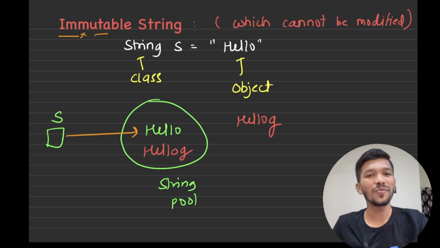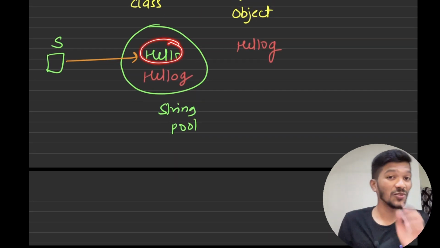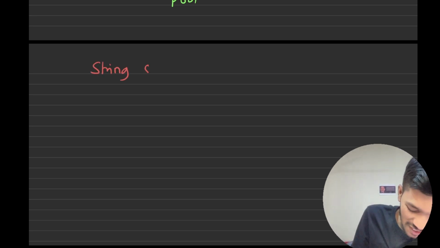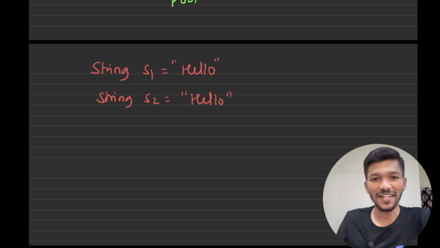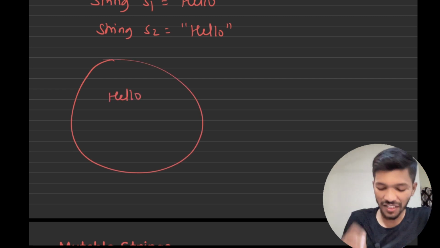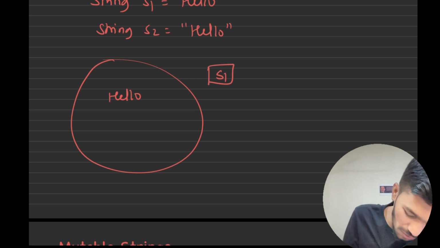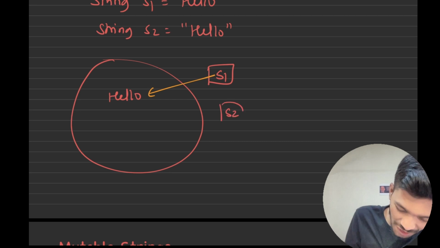Now the big question comes in: why are the changes not applied to my original string? So let's understand why our original string is not getting modified. Let's assume that I have declared two strings. Let's name the first S1, which is initially pointing to hello, and another string called S2, which is also pointing to hello. As we discussed earlier, the JVM will not create a duplicate copy. So inside my string constant pool there is a single copy of hello, and I have the two variables, S1, which is pointing to this, and another variable, S2, which is also pointing to this.